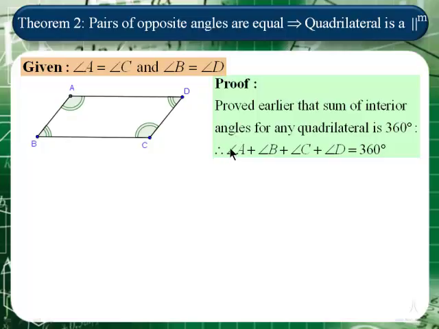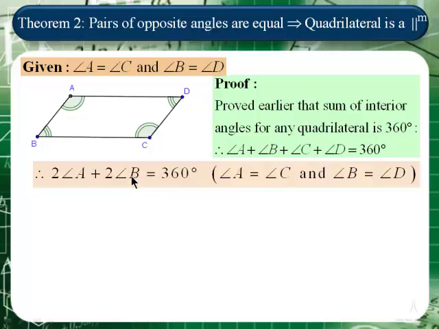Now let's start off with what we know. We have proved it earlier, that the sum of the interior angles of any quadrilateral is 360 degrees. So if we add the 4 angles, we will get that the sum is 360 degrees.